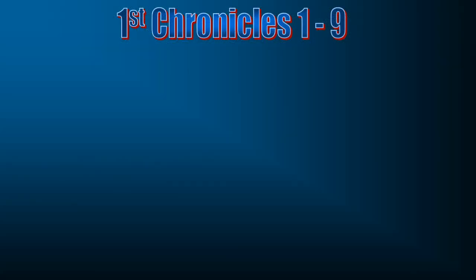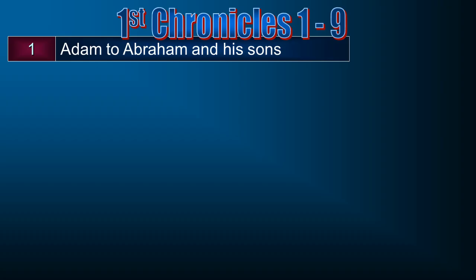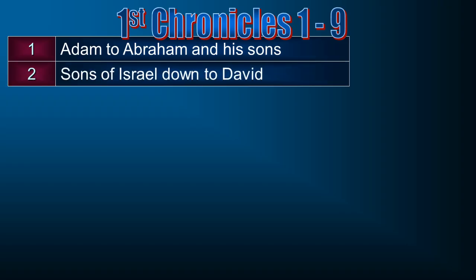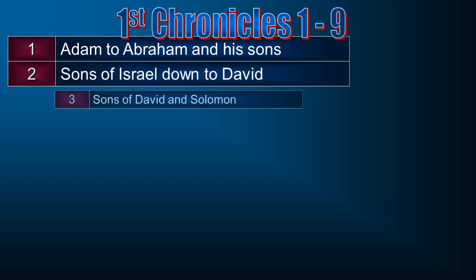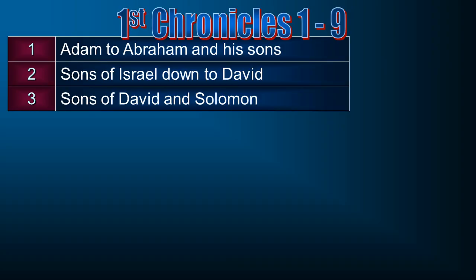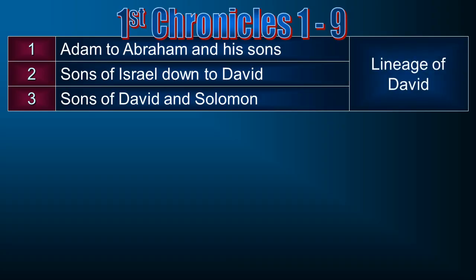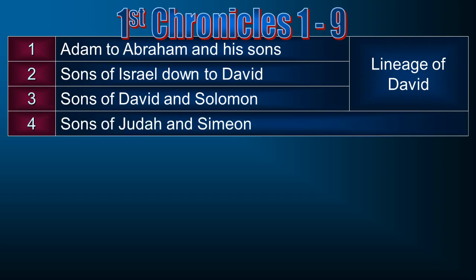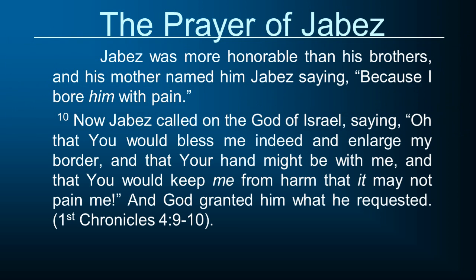Now, First Chronicles chapters 1 through 9 then starts off with these genealogies, Adam to Abraham and to his sons. And as we get to chapter 2, it's now the sons of Israel, all the way down to David. And then chapter 3 is the sons of David and Solomon. And so what we have there is the lineage of David. We keep going to chapter 4. It's now the sons of Judah and Simeon. Here we have an interesting pause to what's called the Prayer of Jabez.